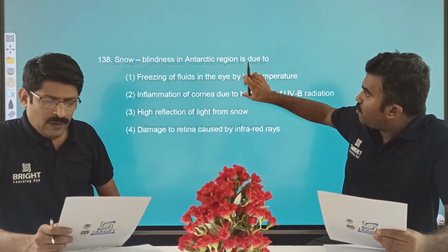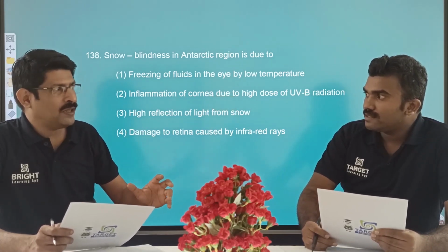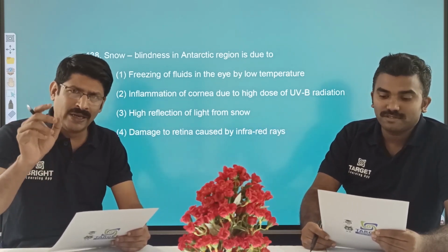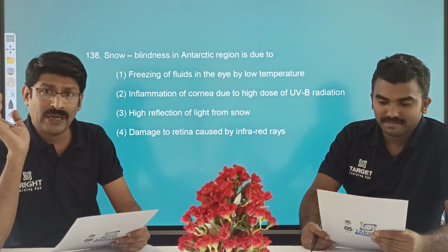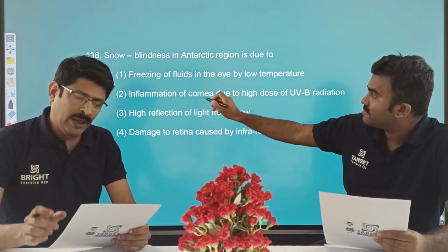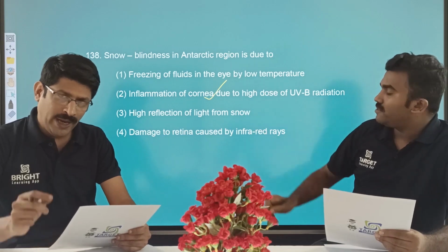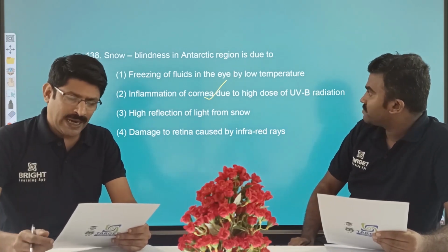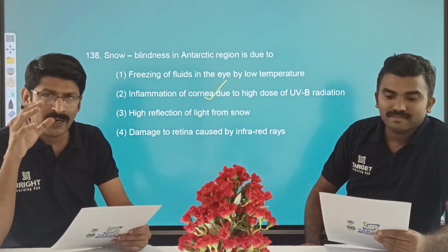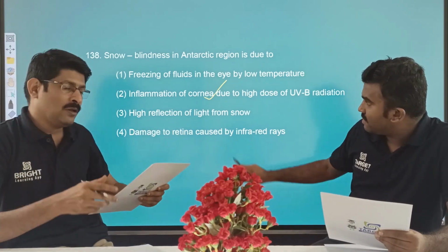138. Snow blindness in the Antarctic region. It is mentioned in NCERT, in the chapter environmental issues, where the exact line is present related to ultraviolet radiation or ozone depletion. Page number 283, second paragraph, you can check. Snow blindness in the Antarctic region is due to inflammation of the cornea, and it is also explained that high doses of UVB radiation lead to cataract and other eye diseases. We know that the Antarctic region is more prone to ultraviolet radiation due to ozone depletion. So the answer is 2.